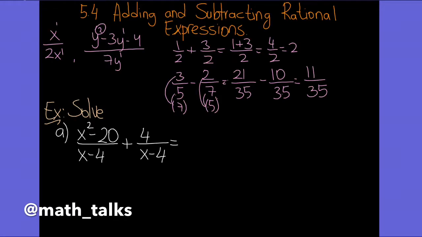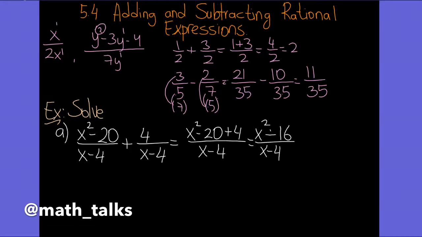Now let's add and subtract two rational expressions. In the first question I have the same denominators, check it: x minus 4, x minus 4. So we can directly write all the numerators in the same place. So x squared minus 20 plus 4 over x minus 4. So how will it be? x squared minus 20 plus 4 minus 16 over x minus 4.